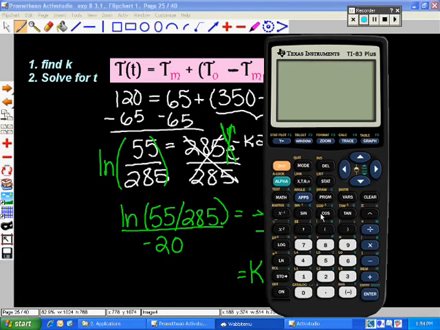Alright, let's go ahead and type this into our calculator. I'm going to do natural log 55 divided by 285. Close those parentheses, divided by negative 20. Hit enter. There's my k. I'm going to store this number so I can save it and use it in my formula later into k, alpha k. So now every time I use the letter k, it's going to use that number that we found. So now let's continue and answer the last question of the problem.